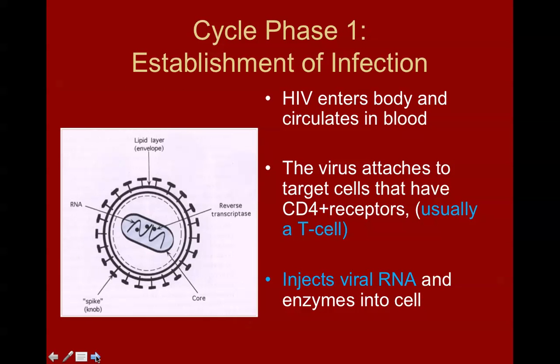Okay, so here's phase 1. HIV enters the body and circulates in the blood, and the virus attaches to target cells that have CD4 plus receptors. Taking you back to maybe microbiology or biology, if you recall, it's usually a T cell that has CD4 receptors, and this has a nice little picture of it. So the virus attaches to a T cell, and then it injects its viral RNA, its HIV RNA, and enzymes into the cell. So here it has injected the RNA into the cell.